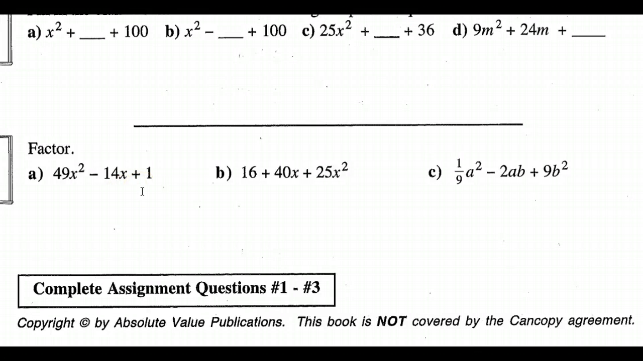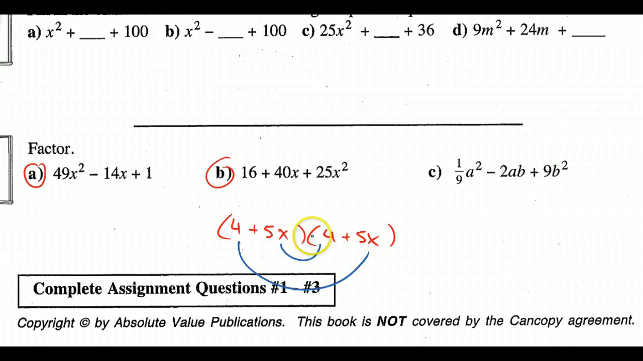Let's do a couple more examples here. Go ahead, you try this one. I'm going to go ahead and do this one. So again, do your brackets, and you have 4 plus 5x, 4 plus 5x. And let's do our smiley face to check and see if that works. 4 times 5 is 20. 5 times 4 is 20. 20 plus 20 is 40. So that works there.